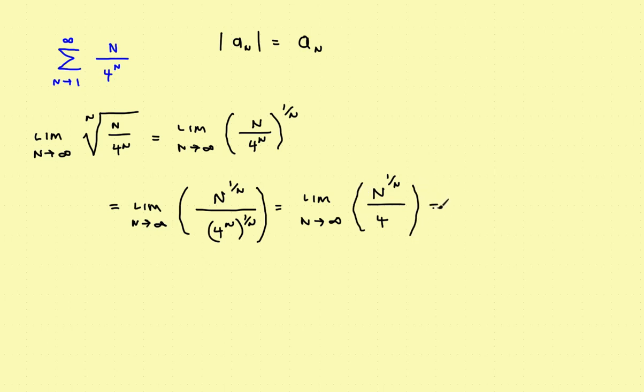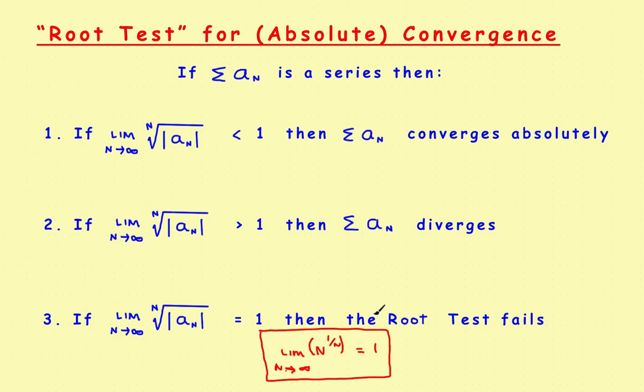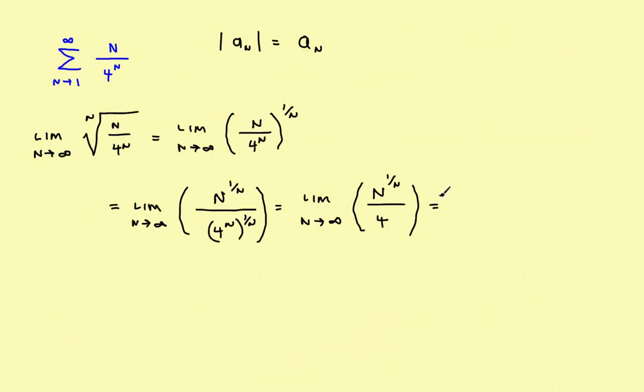Now, here's where this rule helps out. Look at the numerator, you've got the limit of 1 over n to the 1 over n, and you know that that's equal to 1. So once you've got this rule down, it's pretty easy to use. If you take the limit as n goes off to infinity, you would have 1 over 4. So 1 over 4, back to your rules again.